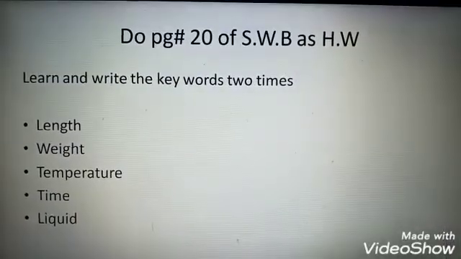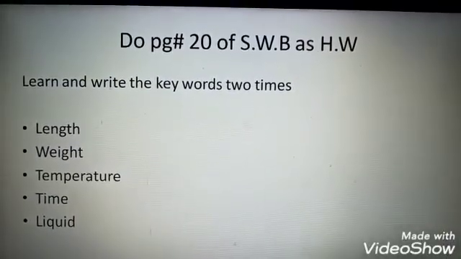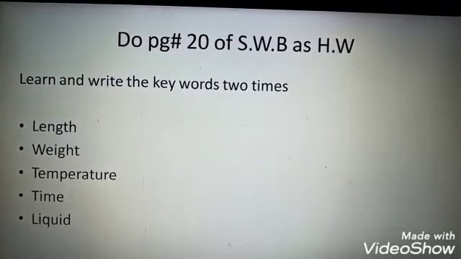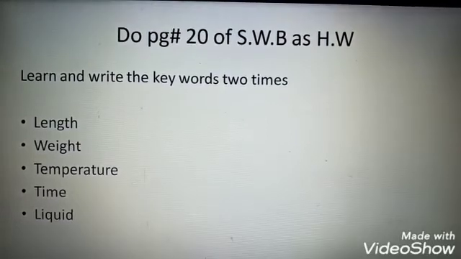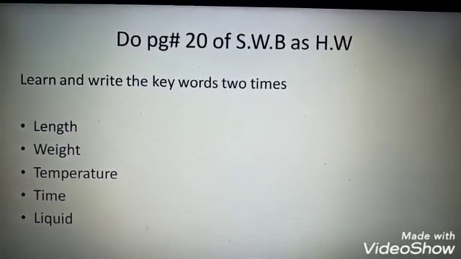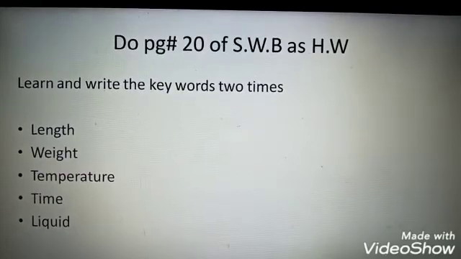At the end is your homework. Do page number 20 of the school workbook as homework. Learn and write the keywords 2 times. The keywords are length, weight, temperature, time and liquid.